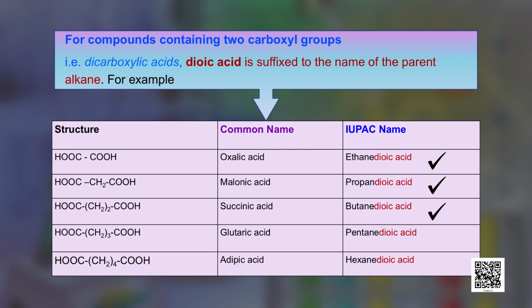Coming to succinic acid, which is containing 4 carbon atoms and 2 carboxyl groups, the name is given as butanedioic acid. And similarly, for the compound having 2 carboxyl groups, the common name is glutaric acid for 5 carbon chain, and the IUPAC name is pentanedioic acid. And you are very familiar with adipic acid, which is a very useful compound, known as hexanedioic acid, and it is containing 2 carboxyl groups and a total number of 6 carbon atoms in the chain.